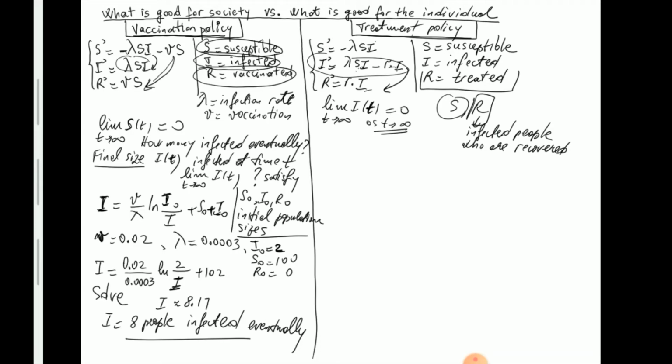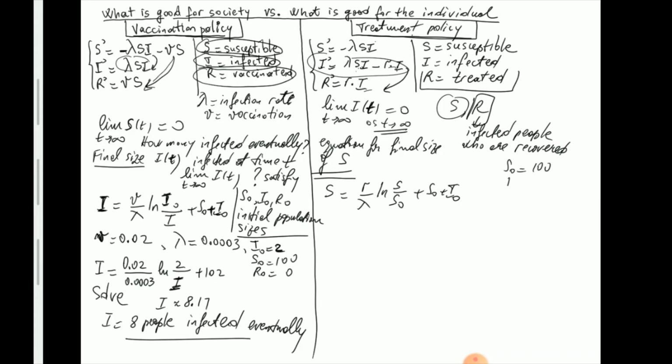So doing a similar math like before, we can actually end up with an equation in S. So the equation for the final size of the susceptible class. And it's kind of similar to the one before. It will satisfy the equation S equals R, the treatment rate, over lambda natural log of S over S naught, plus S naught plus I naught. And let's keep the initial size of the population the same as before. 100 susceptible to infected initially. And let's again plug in the same data as before.